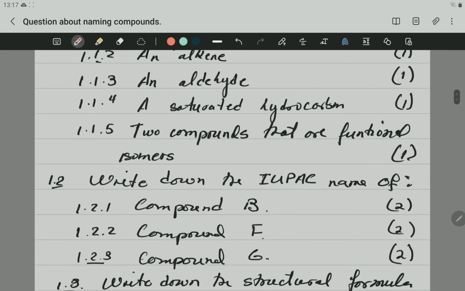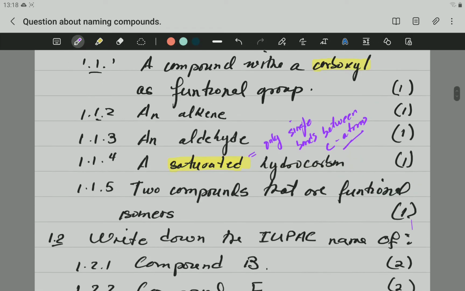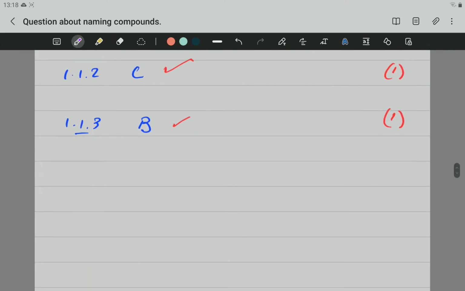1.1.4, they say saturated hydrocarbons. Remember what saturated means. Saturated are the compounds that only have single bonds between the carbon atoms. So we're looking for hydrocarbons that have only single bonds between carbon atoms. Those are the saturated. So we're looking, in other words, for the alkanes. The alkane here was compound G. Compound G is the alkane. Okay, so 1.1.4, the answer is G, and then you will get 1 mark for that answer.